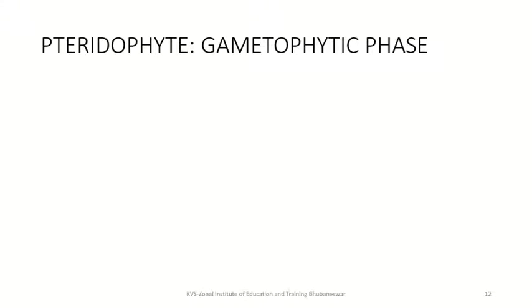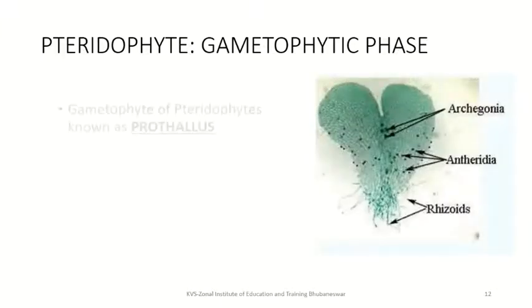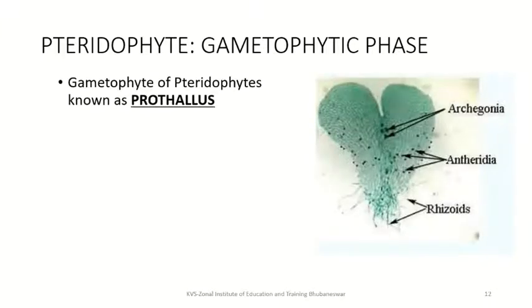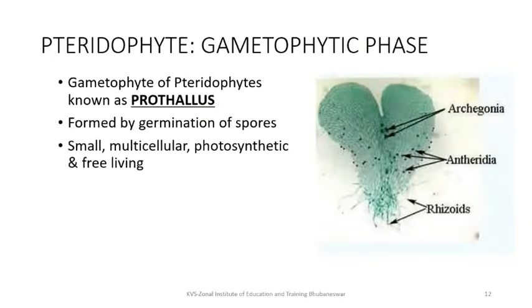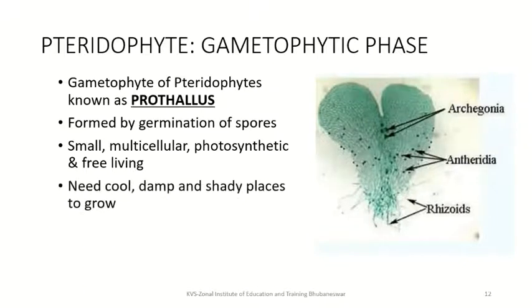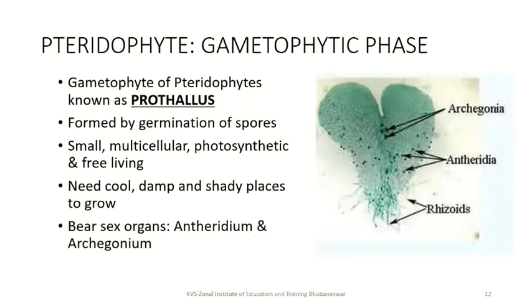With this, the gametophytic phase of the life cycle of pteridophyte begins. In the gametophytic phase, the prothallus is formed. This is the gametophyte. It is formed by germination of spores, as we just saw. These are small, multicellular but photosynthetic organisms. Since they are photosynthetic, they are free living. They are not dependent on the sporophyte. They need cool, damp and shady places to grow, and they bear sex organs, the antheridium or the male sex organ and the archegonium or the female sex organ.